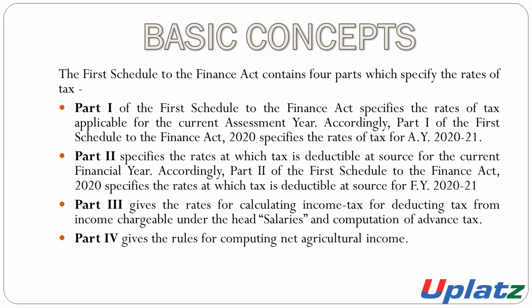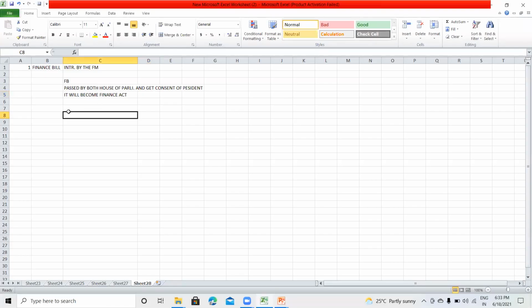The first schedule to the Finance Act contains four parts which specify the rates of tax. The first schedule of the Finance Act means the finance bill which is accepted by both houses of Parliament and gets the consent of the President, then becomes the Finance Act. The first schedule of the Finance Act contains four parts. These four parts specify the rates of taxes.